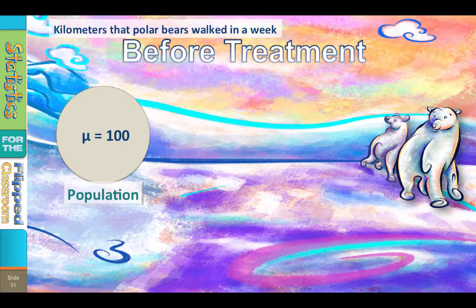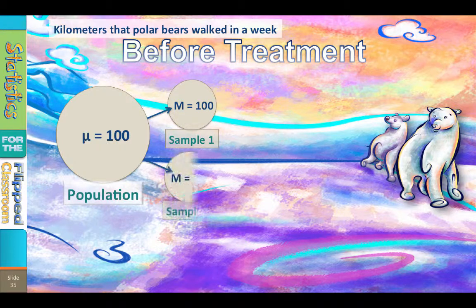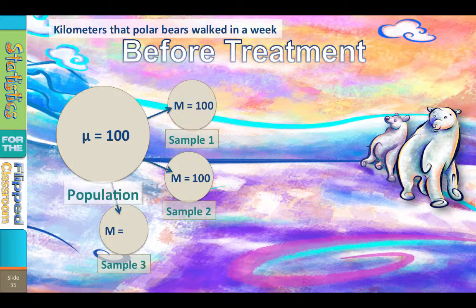We are going to say that on the average, polar bears walk 100 kilometers per week, and this is the population mean. Mu equals 100. If I draw a sample from a population with a mean of 100, what do you predict that the sample mean will be? 100. If I draw a second sample, what do you predict? Also 100. A third sample? 100. The mean of the sample should be the same as the mean of the population from which it was drawn.